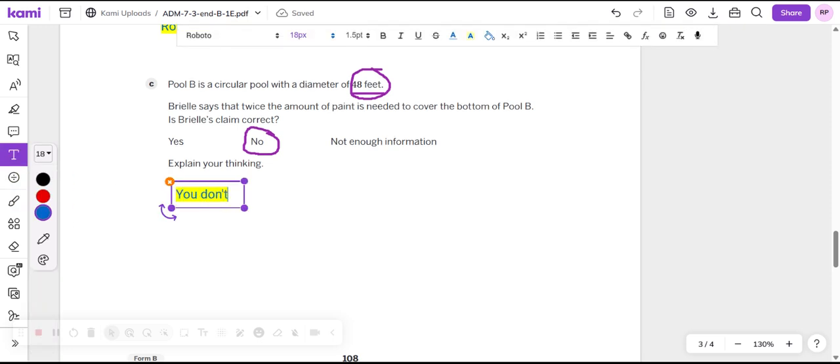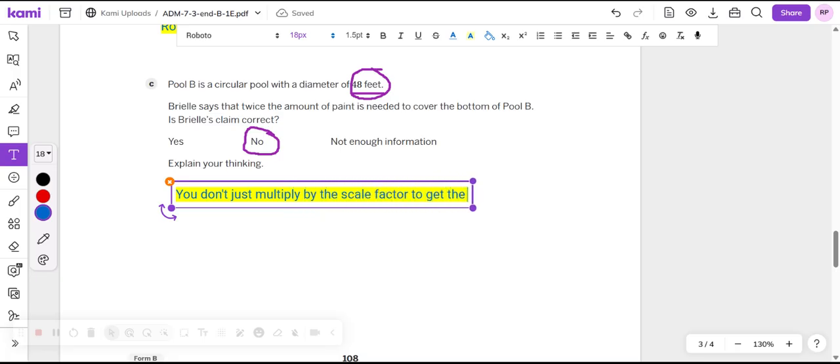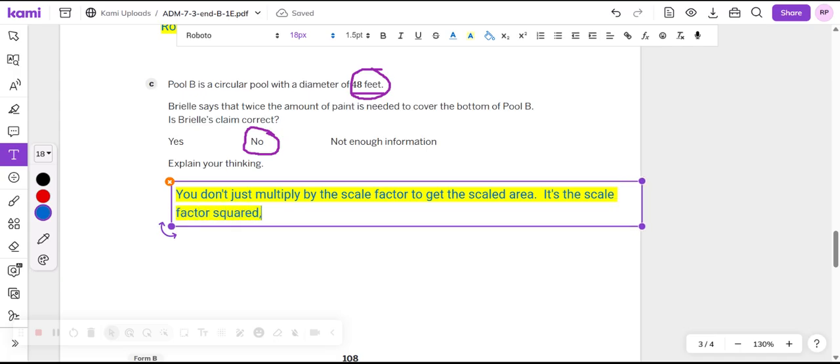You don't just multiply by the scale factor to get the scaled area. It's the scale factor squared. So it will have an area that is 2 squared, or 2 times 2, 4 times as large.